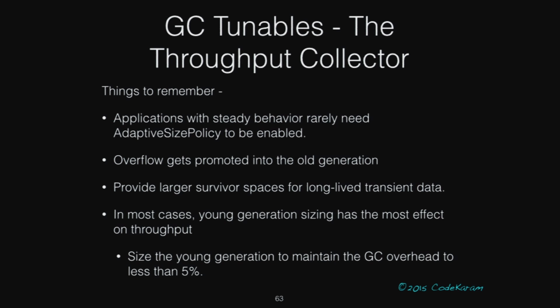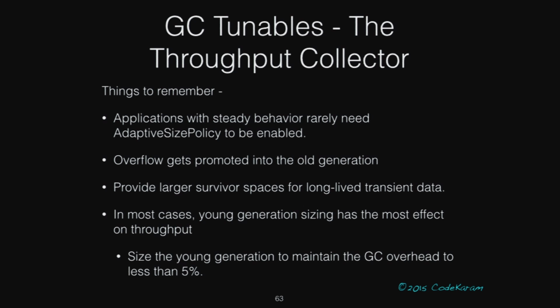So what do we need to remember when we are tuning a throughput collector? There's the adaptive size policy, I mentioned that briefly. It's something that helps with adaptively sizing your generations, right? And applications with steady-state behavior don't really need adaptive sizing policy anyway. One thing you need to remember is any overflow, because of wrongful sizing of your generations, will get promoted into the old generation. And remember, we're trying to minimize promotions to the old generation. So you should try to provide larger survivor space for long-lived transient data. In most cases, young generation sizing has the most effect on throughput.